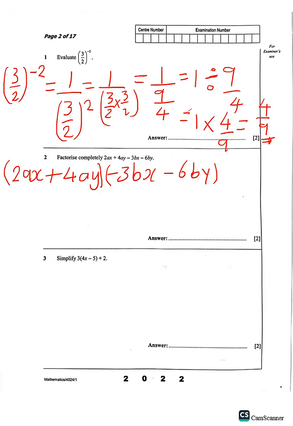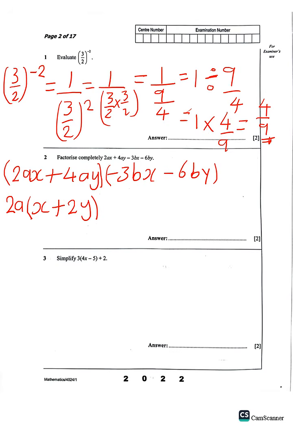From there we can see that the greatest common factor here is 2. Then also a is common. Apart from 2 and the a, there is no other variable or coefficient that is common. So we open the brackets, then we divide 2a into 2ax, which is just x, plus 2a into 4ay, which is 2y. So we are done with the first part.